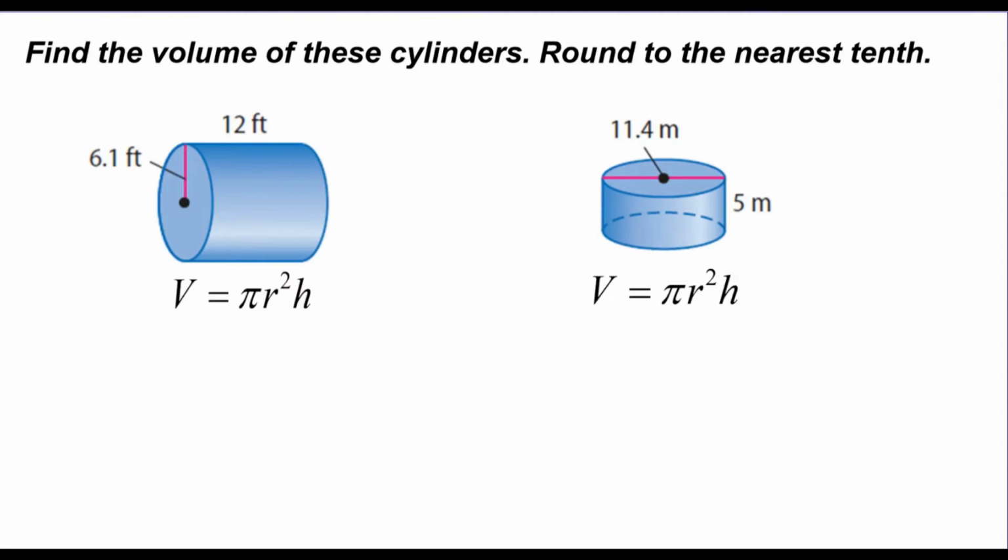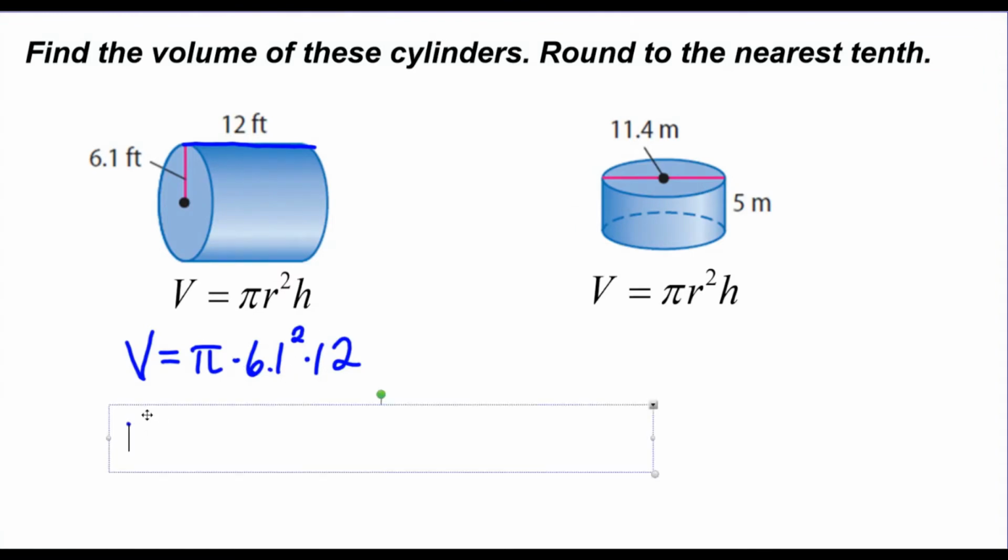So let's apply that to these two examples here. Looking at the one on the left, the volume of this cylinder is going to be pi times the radius, which is 6.1 feet squared, times the height. Now remember, the height is not always up and down, it's the distance between the bases, and that would be 12. So when we make this calculation, I'm going to do all my calculations before I multiply by pi. That's always a good rule of thumb to follow, is to multiply by pi last.